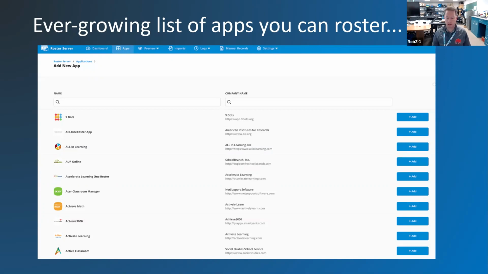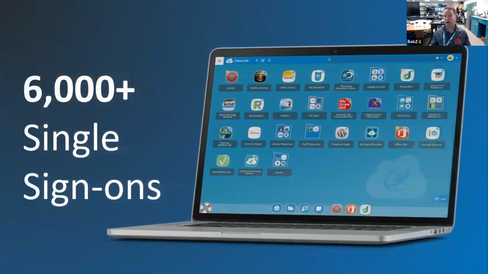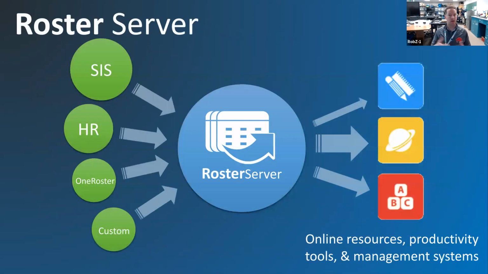You can see I took a screenshot of the beginning of the list. How many? As of the last couple of months, I grabbed this slide from ClassLink: 6,000 single sign-ons. I remember when they used to say 3,000 and 5,000. Now it's 6,000, so the number is always growing. But you might be wondering, what if they're not on this list? Because that could be a problem. There is a way to add it, and I'm going to get to that in one moment.